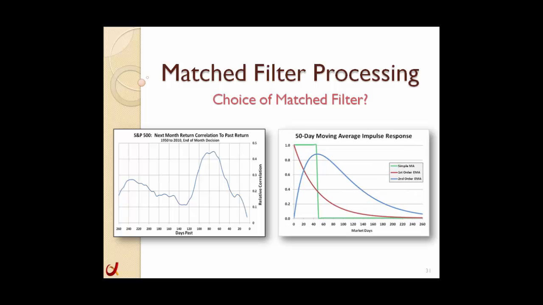Let's look at 3 candidate filters, 2 well-known and 1 not so well-known. In green is the 50-day simple moving average filter. Its impulse response is flat for 50 days and then goes to 0. In red is the 50-day exponential moving average filter, quite popular in market data analysis, declining exponentially to its 1 over e point at 50 days. And in blue is a 50-day second-order exponential moving average filter with a humped impulse response. It clearly looks the most like the mirror image of the correlation data. Let's check it out.